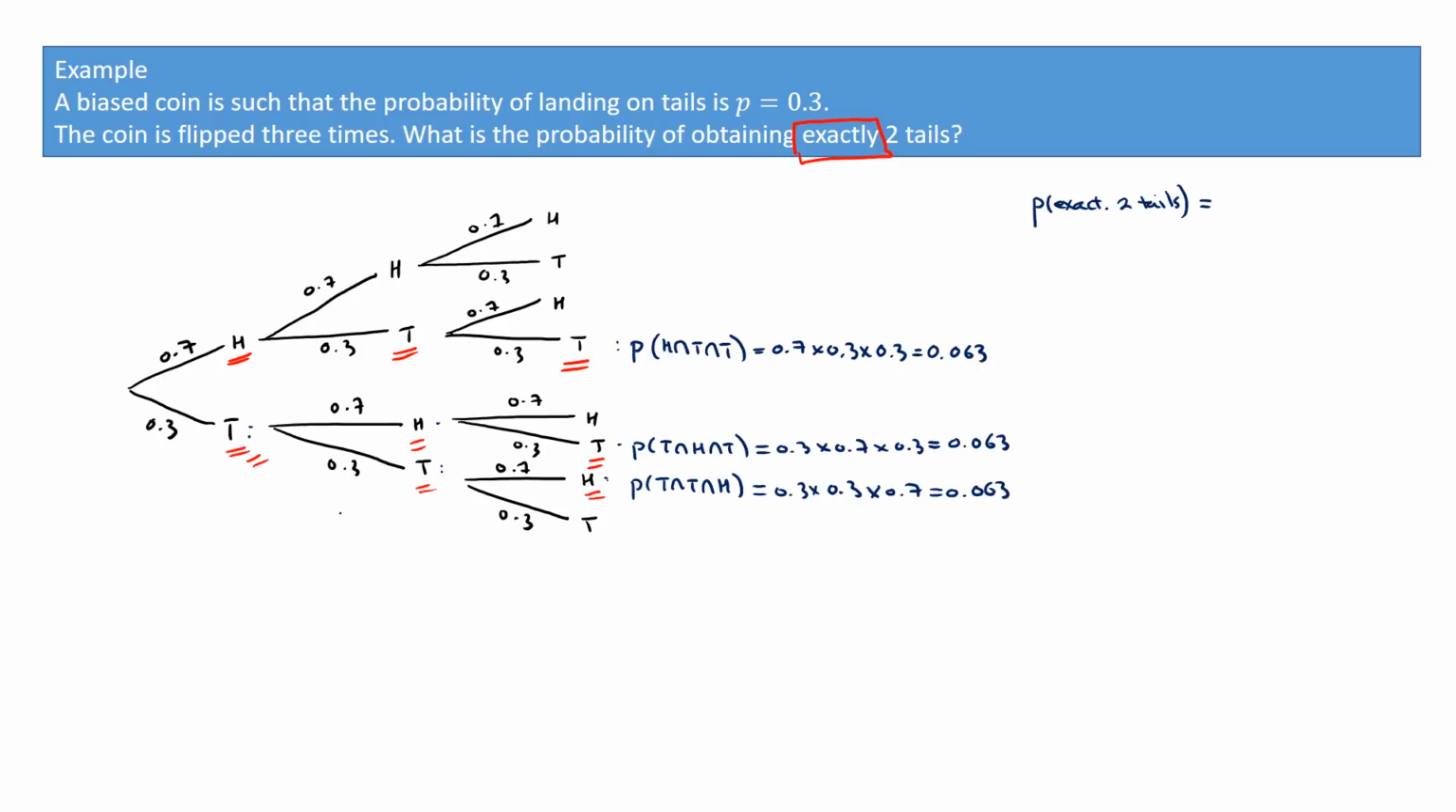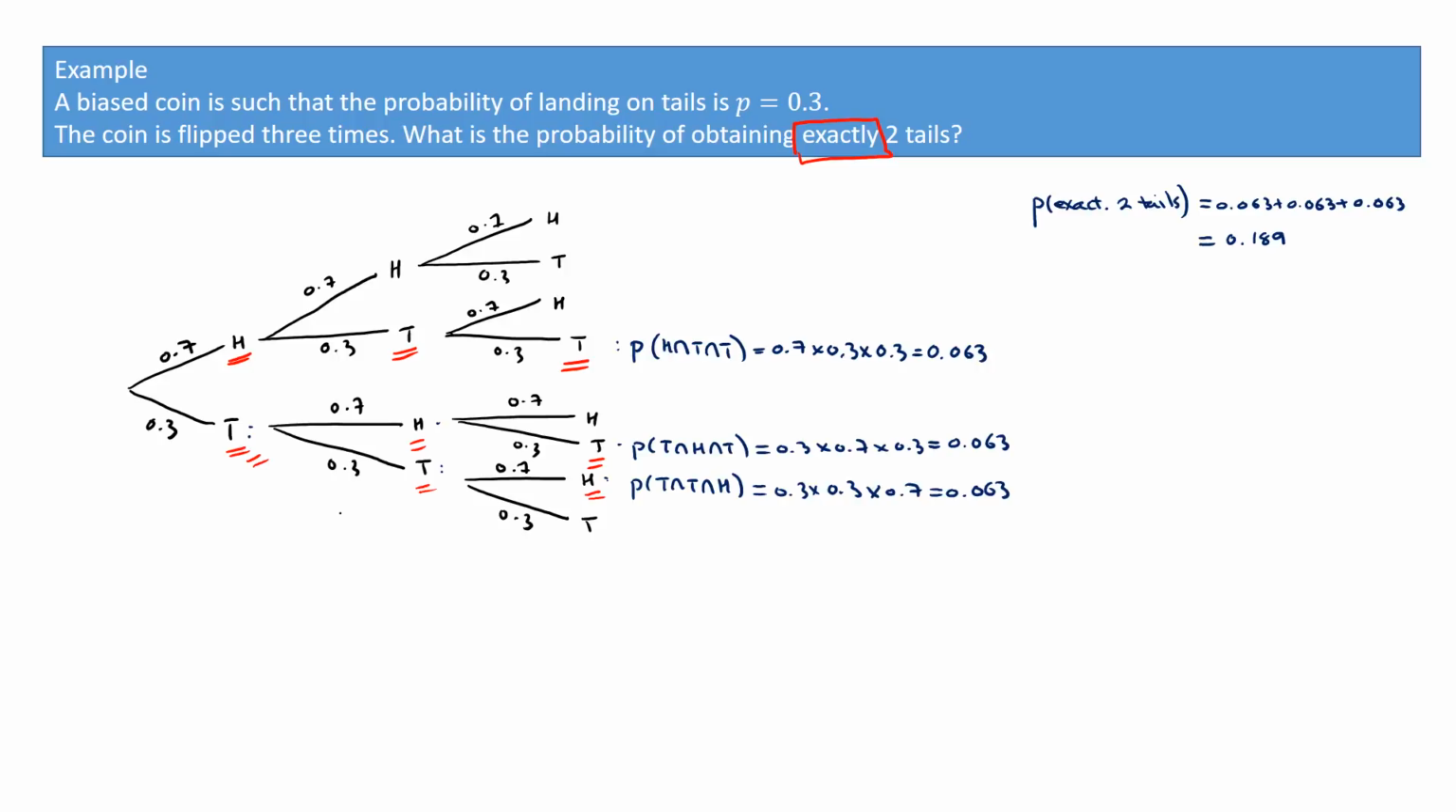equals the sum, so that's 0.063 plus 0.063 plus 0.063. And we find that's equal to 0.189. And there we go. The probability of obtaining exactly 2 tails is 0.189. Done. Now that's how we would do it with a tree diagram.